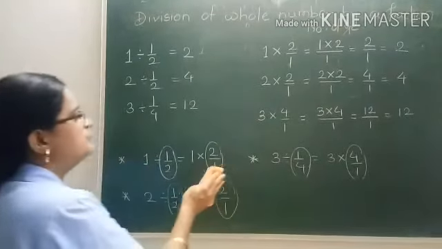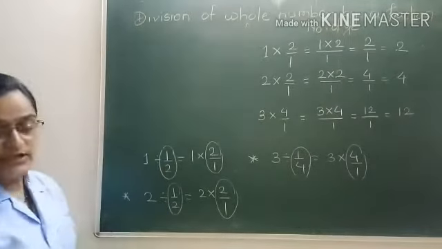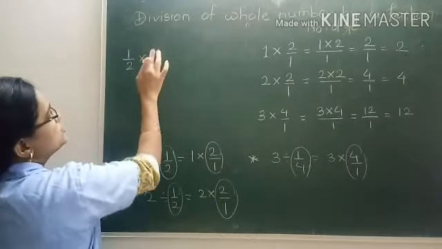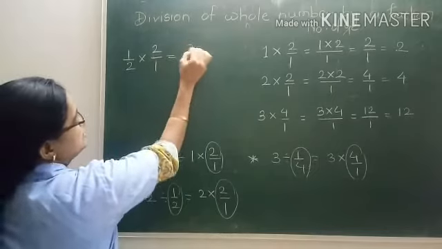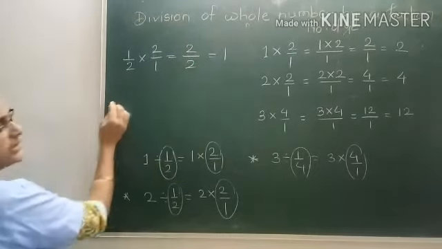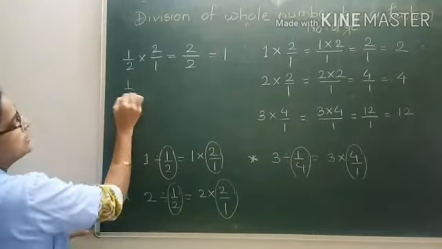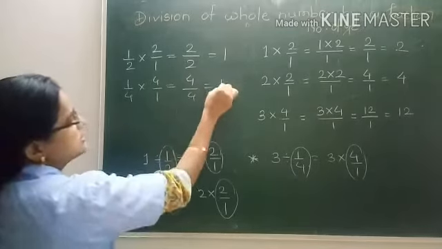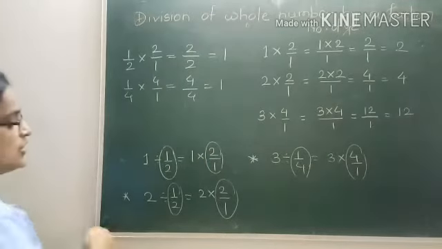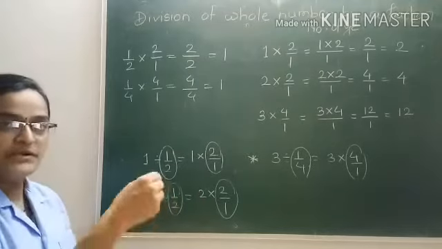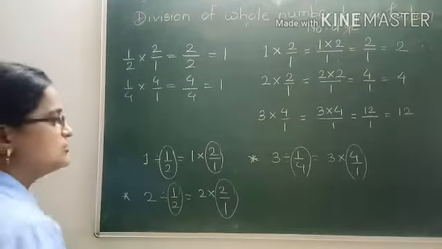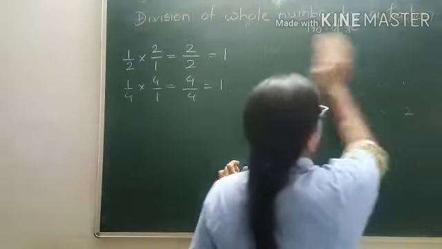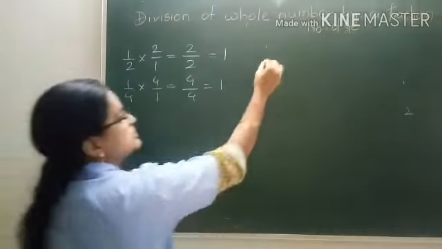And if you observe carefully, you will come to know that their product is 1. See, half into 2 upon 1. You can see 2 ones are 2, 2 ones are 2, 2 upon 2 is 1. You can see this 1 upon 4 into 4 upon 1. 1 fours are 4, 4 ones are 4. The product is 1. So these fractions which are obtained just by interchanging their numerators and denominators are called the reciprocals. What did I say? Reciprocals of each other.